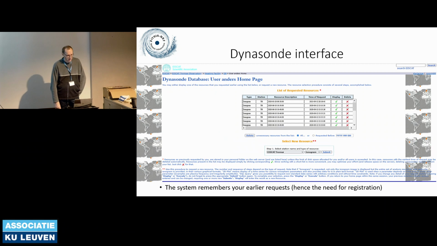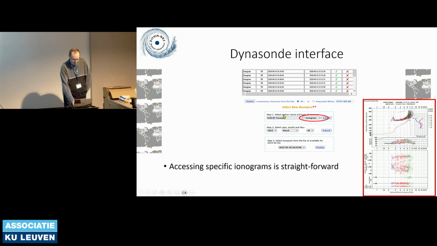when you enter, you get a home page. Here I have the list of my previous searches. So it remembers your earlier requests. That's why we need to navigate. And then you can select station name and type of resource we're looking for. So here I look for EISCAT Tromsø ionogram. I get an ionogram for a specific time and date. This is an ionogram around the time of the eclipse, just to continue that theme.